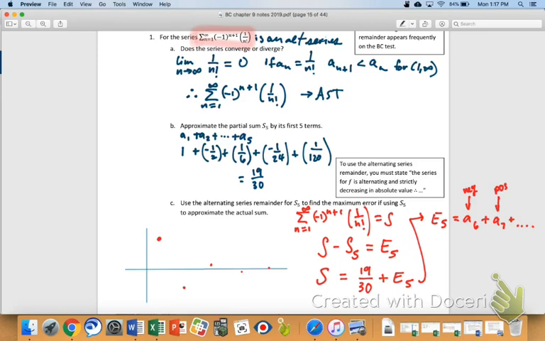A7's positive. A8 would be negative again. But thinking about this as being the biggest remaining absolute value is super important. Come on, keep thinking. What could be the worst this is? We're looking for the maximum error. Johnny?